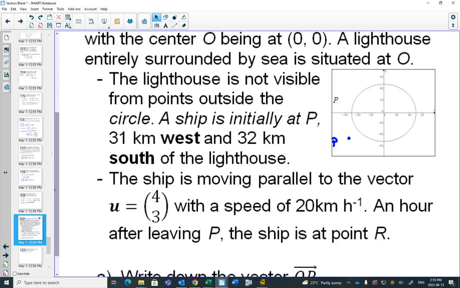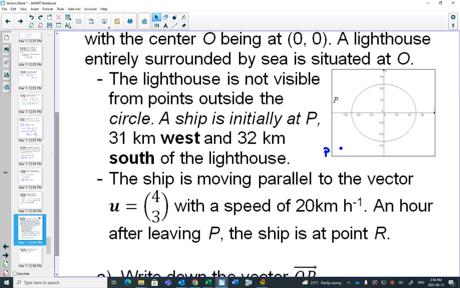Question: on the test or quiz, they use directions like west and south. Should we assume that up on the y-axis is north, and to the right on the x-axis is east? So we should assume that it's a compass rose? Yes, yeah. Okay.